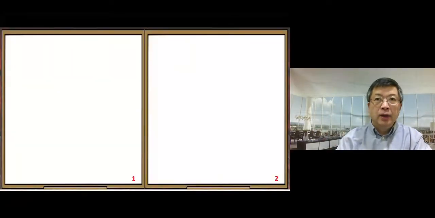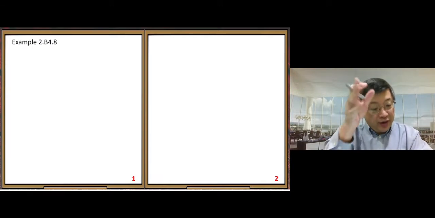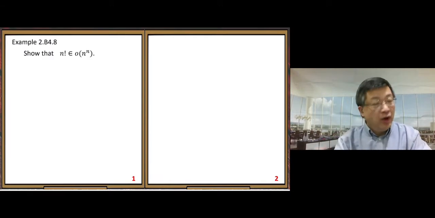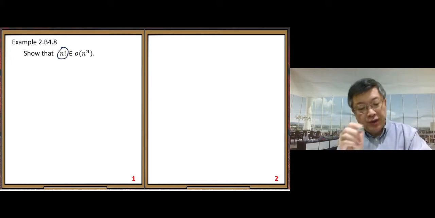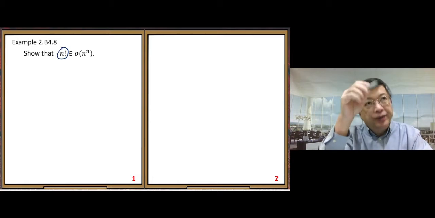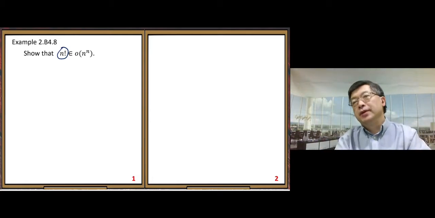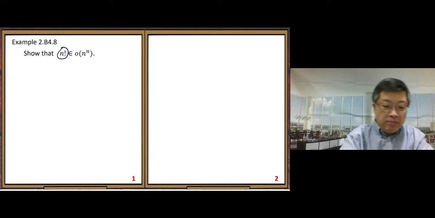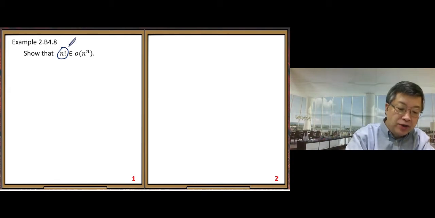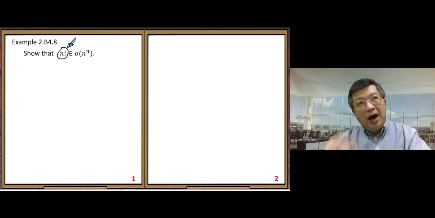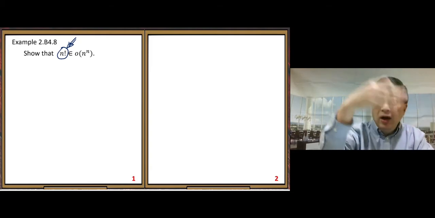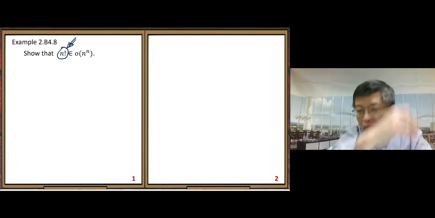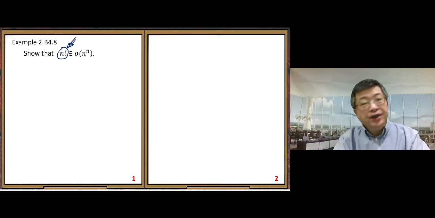All right. First, the question. We already saw the question. We want to show that n factorial belongs to little o of n to the nth. But the hardest part is n factorial. How do you represent n factorial in a more user-friendly way? That's not easy.